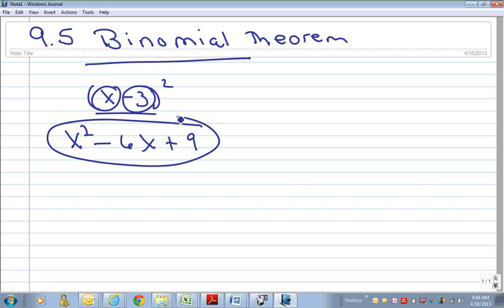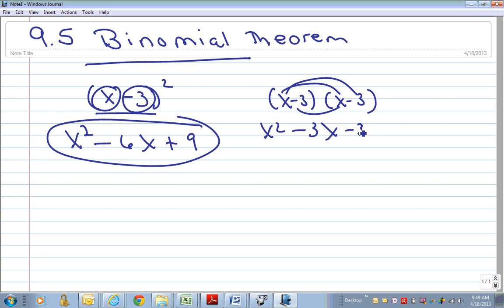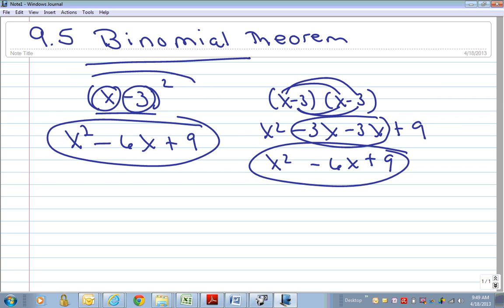Truly, we just multiplied it out times itself. We FOILed it, if you want to think about it: x minus 3 times x minus 3. I'm going through this because I want to make a point about the level of effort and detail you would have to go through if you don't have a shortcut. We would FOIL: x times x is x squared, x times negative 3 is negative 3x, negative 3x again, and negative 3 times negative 3 is a positive 9. Then we combine like terms and get x squared minus 6x plus 9. We get the same thing, but the shortcut is much more efficient and quicker.